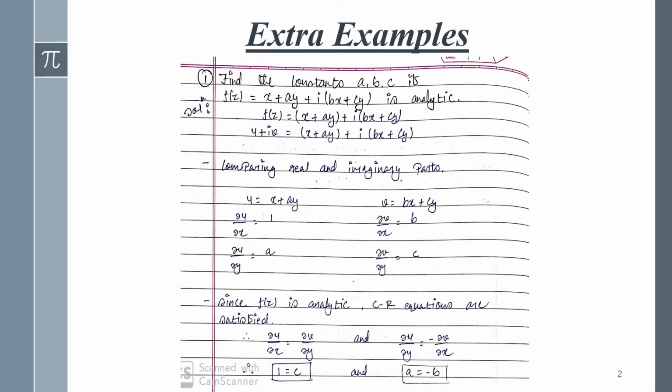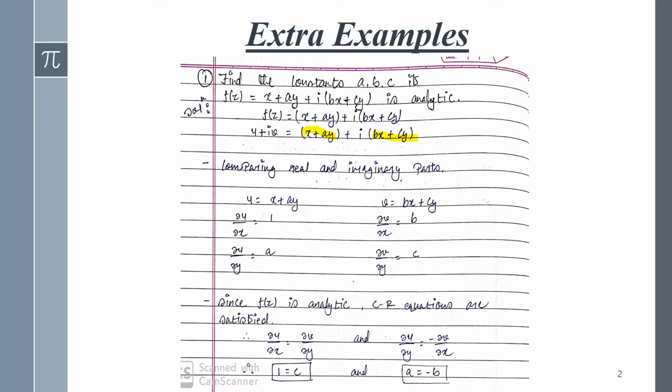and the question is given: find the constants a, b, c. Here you have to find the constants a, b, c if f of z equals x plus ay plus i into the bracket bx plus cy is analytic. Okay guys, as you can see here f of z is given, and f of z you can write as u plus iv, right? So here you can find real and imaginary parts. So x plus ay will be the real part and bx plus cy will be your imaginary part.